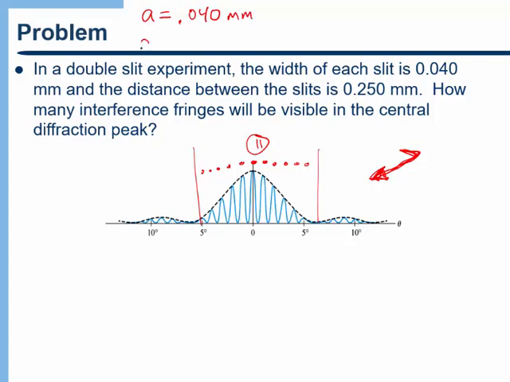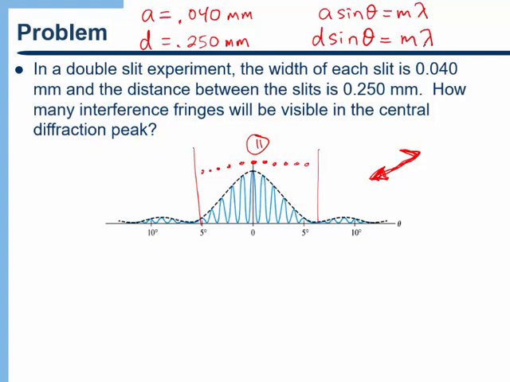The slit separation is what we mean by d, and that's 0.250 millimeters. And then we want to think about what are the two formulas we need. Well, we definitely need the diffraction formula, and there's only one of those: a sine theta equals m lambda. But then we also need constructive interference, because that's the little bright dots, in the interference formula. In other words, the one that's d sine theta is equal to m lambda. So those are the two formulas that we need.